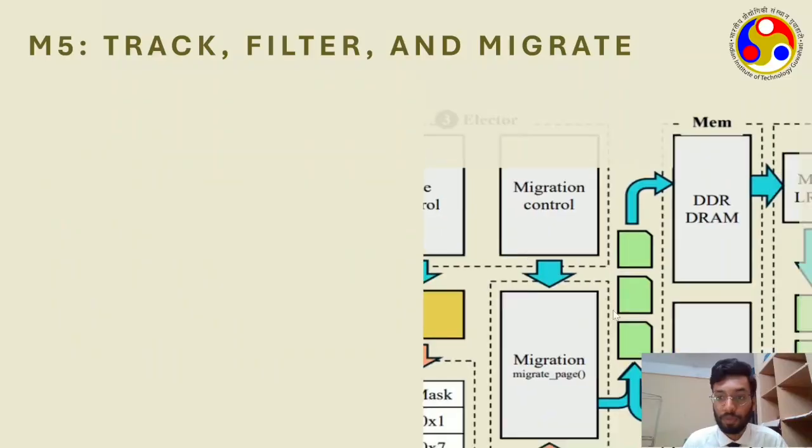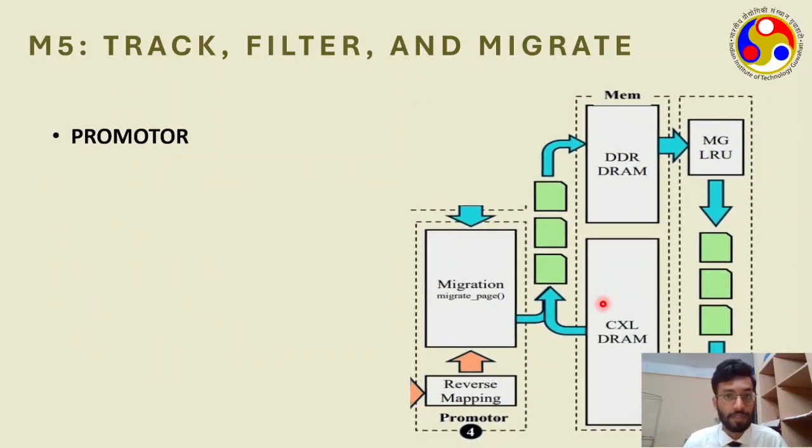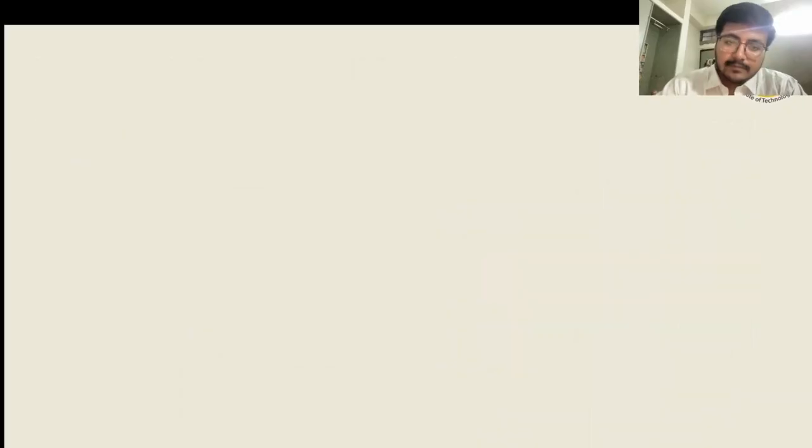Then comes our promoter, which actually promotes and migrates those pages. The promoter's main task is to update the proc files in our Linux kernel, which include the addresses or the pages which need to be migrated and whose page table mappings have to be remapped. This then does the migration of pages from our CXL DRAM to our DDR DRAM. With this, we are done with the specification of M5 and will move ahead with the evaluation and the discussions.